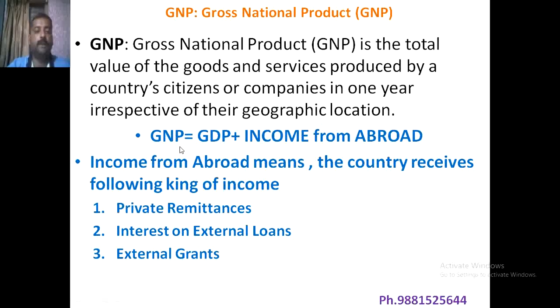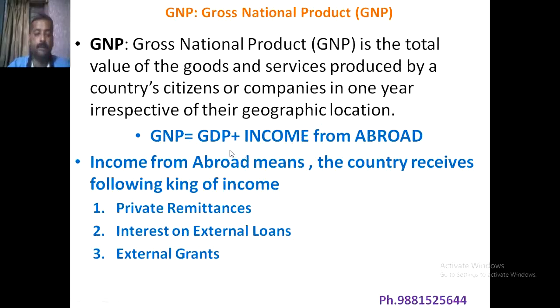How can we calculate GNP? GNP is equal to GDP plus income from abroad. Now, a very important point is that GNP is calculated by the summation of GDP and income from abroad.